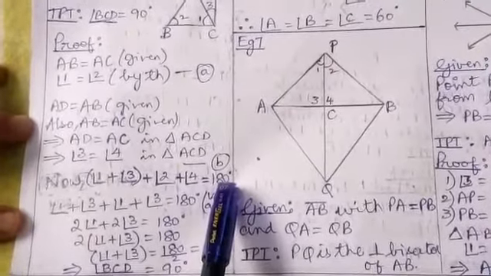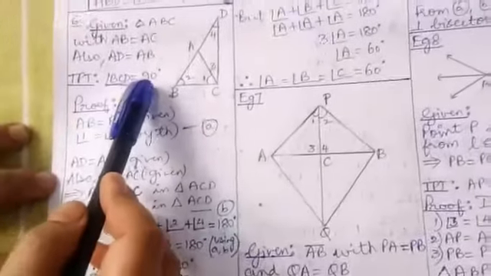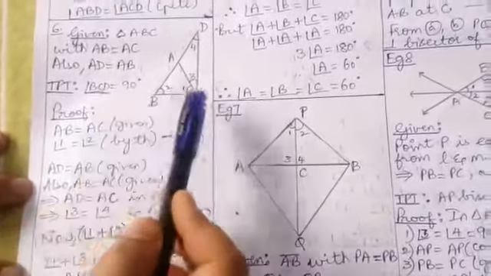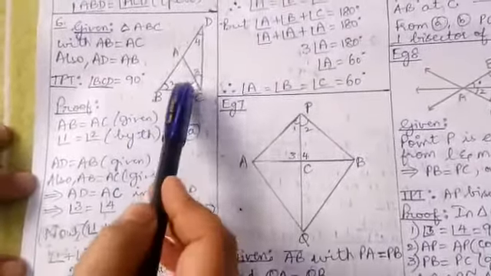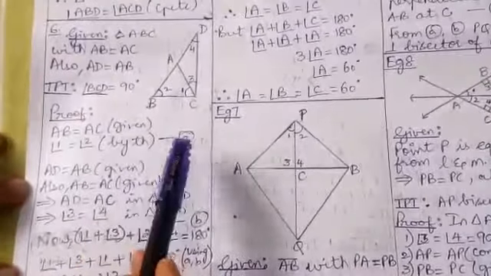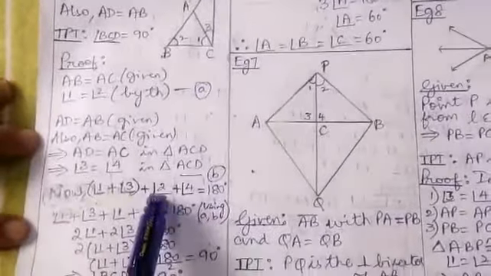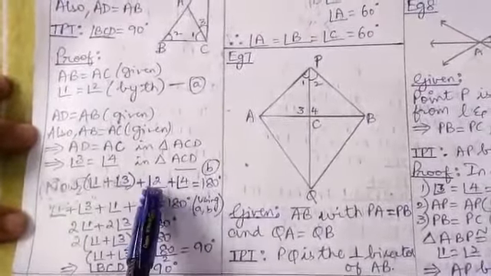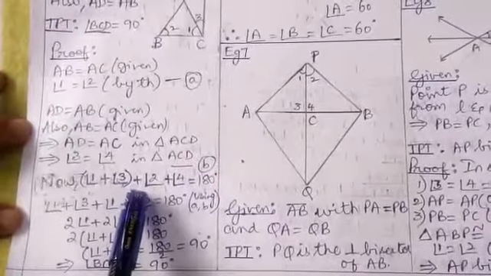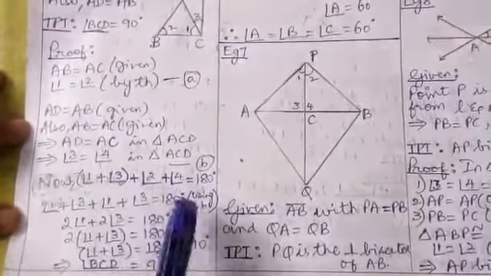Now what is our intention? We need to show that BCD is 90 degrees. That means we have to prove 1 plus 3 equals 90 degrees. Correct? Which means we are trying to take away these angles 2 and 4. We have to replace angles 2 and 4 with 1 and 3, because we have to prove that 1 plus 3 is 90.